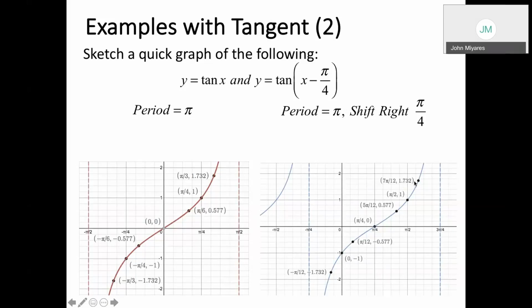The vertical asymptotes, which were at odd multiples of pi over 2, have also been moved over to the right by pi over 4. So this one here is going to be at negative pi over 4, and this other asymptote will now be at 3 pi over 4.